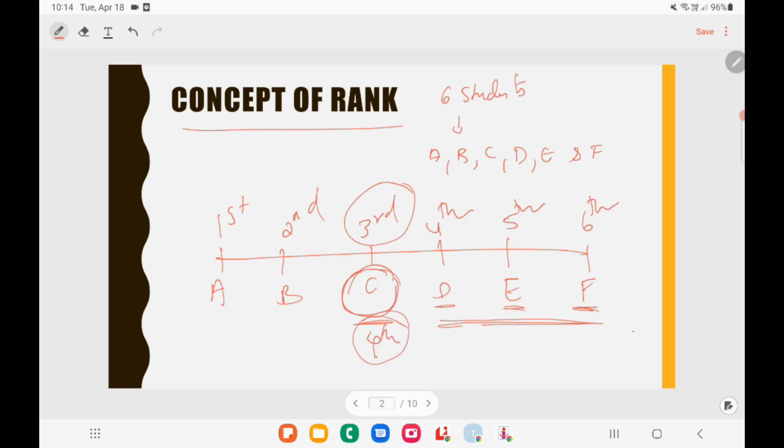So if I ask you the question like this, that is, if C's rank is third from the top in a class of 6 students, then what is C's rank from the bottom of the class? You have to do 6 minus 3 plus 1. You need to add this plus 1. Then you will get 4. This you need to understand, and you should do it very carefully.